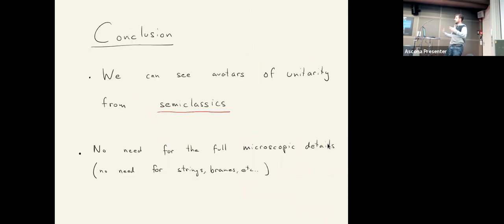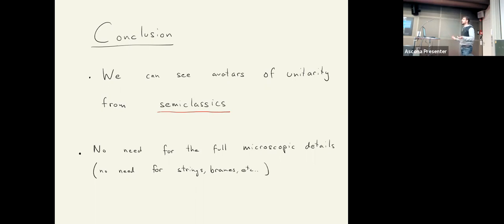Okay, so what do we conclude from this? Well, we conclude that we can see avatars of unitarity just from semi-classics, right? This formula was derived just from the Euclidean path integral, and is enough to give us signs of unitarity. We haven't proven full unitarity because that would require proving unitarity of the S matrix, but at least we can see avatars of it. Okay, and in this story, there was no need for any of the microscopic details, strings, branes, or anything like that. We just got it from semi-classics. Okay, and this is both remarkable and puzzling at the same time.